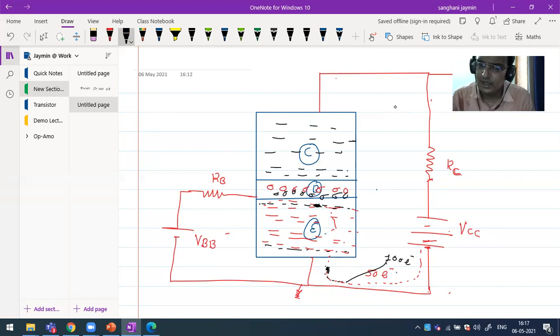So it is known as the emitter base connection. That's why the current that flows due to the repulsion and attraction of holes and electrons is known as the base current.